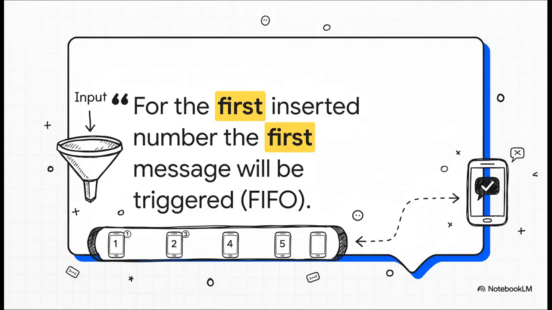And here's a perfect real-world example. Imagine you have to send out a text message blast to like 100,000 people. You can just add all those phone numbers to a queue. The system will then pull the numbers from the front of the queue one by one to send the message. This makes sure that the very first number you added is the very first one to get that text. It's a really fair and orderly way to handle tasks.